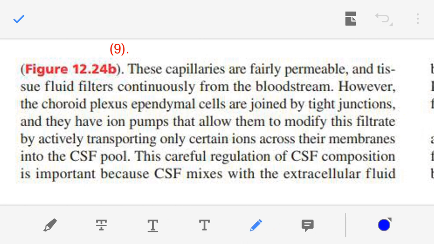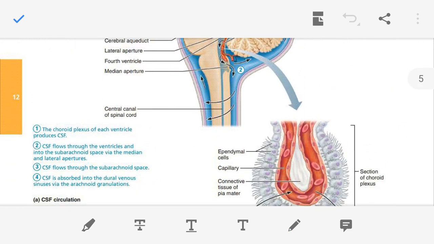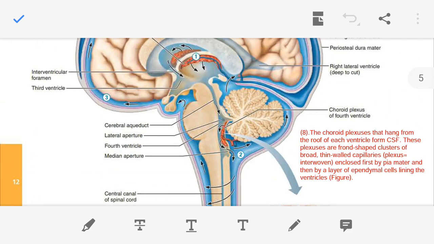Even though there is the presence of tight junctions, still in the plasma membrane of ependymal cells, ion pumps or ion channels are present. First of all, let me show you this on this figure.